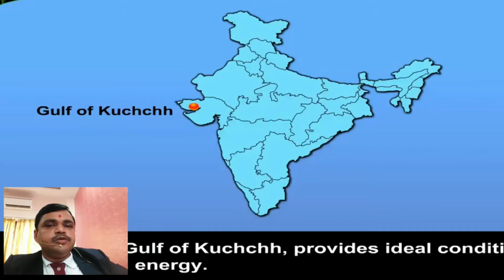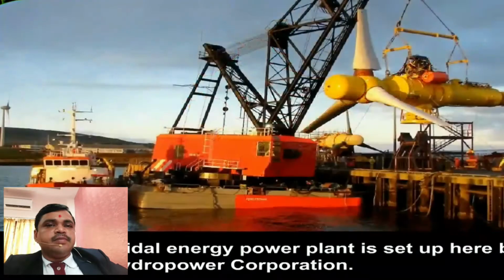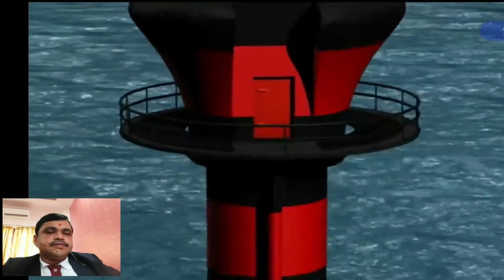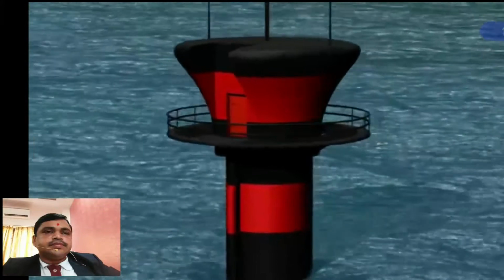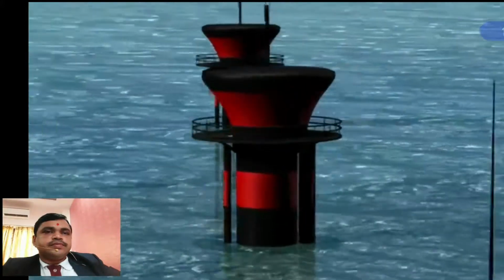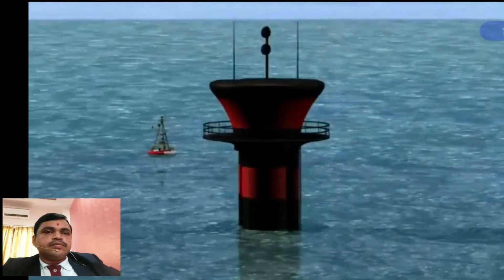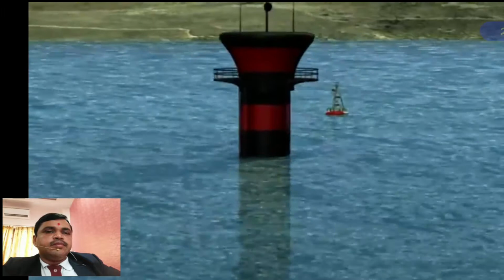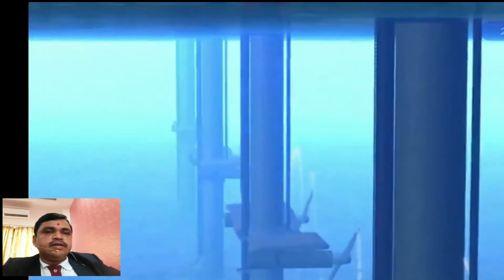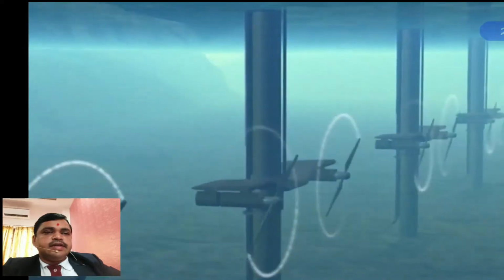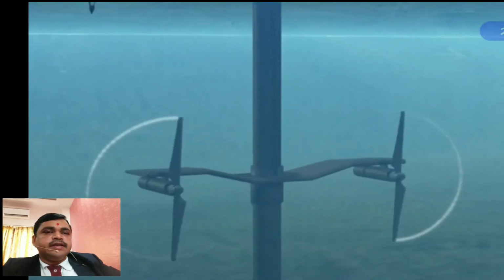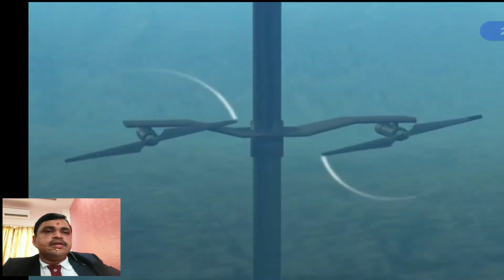In India, there are different positions for this type of tidal power plant. In our Gujarat, in Kutch, there is this type of plant. This is also a tidal power plant. From the difference between high tide and low tide, we get the kinetic energy of tides and it is converted into electric power. This type of mechanism is also provided in some cases.